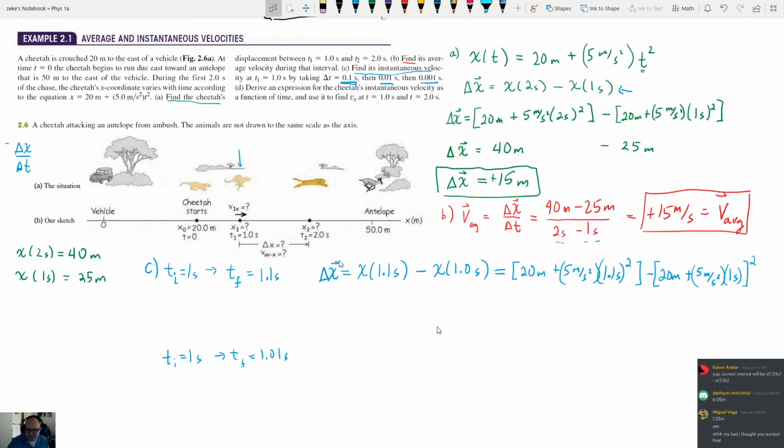All right, let's just see what delta x is. So 20 plus 5 times 1.1 times 1.1 minus 20. Here, we'll do steps. So this first number is 26.05 minus this number on the right was 25. So yeah, you're absolutely right. It's 1.05. That's 1.05 is our answer, right?